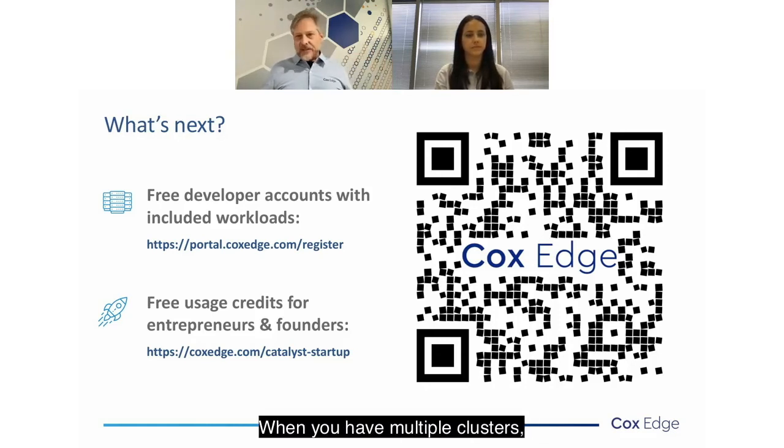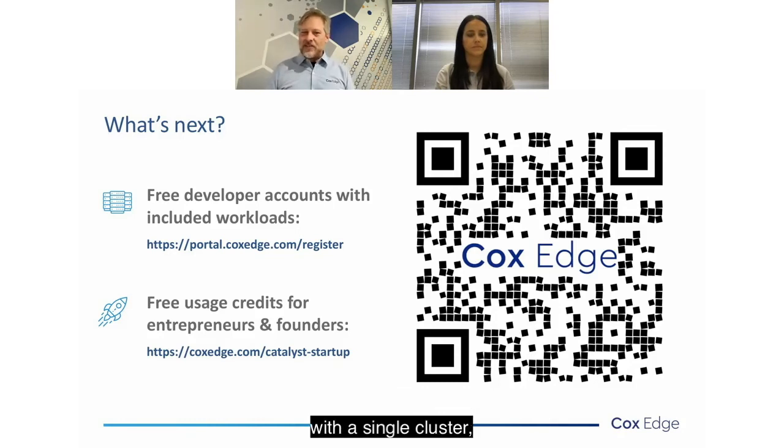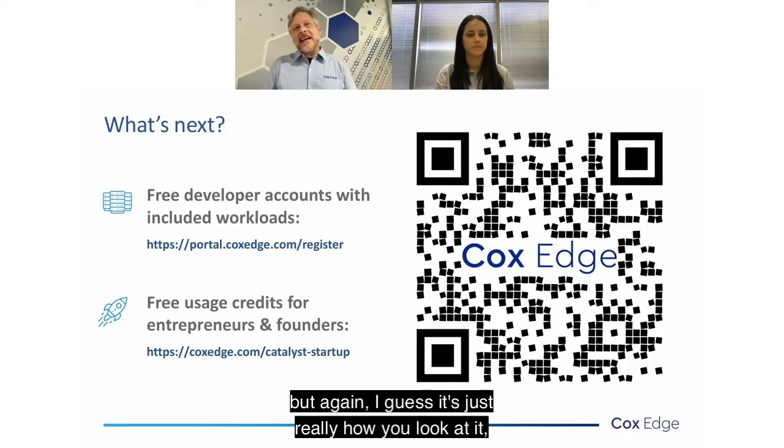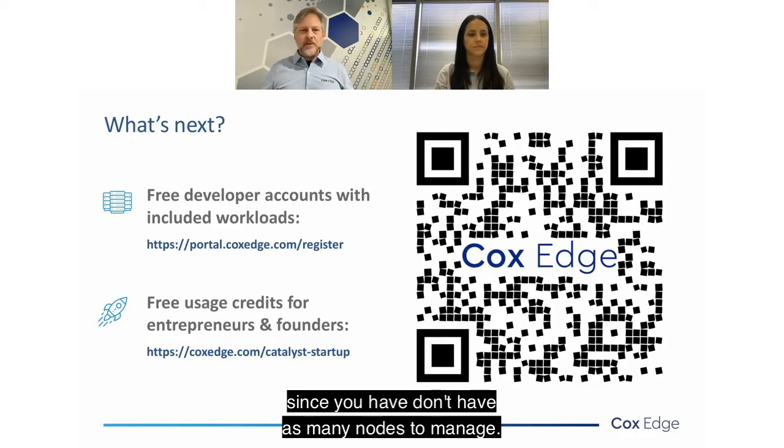When you have multiple clusters, you have multiple endpoints. You also have 3 times the amount of nodes to patch and things. So you do increase your blast radius a little bit with a single cluster. But again, it's just really how you look at it. If you're using your standard security tooling and deployments, it really shouldn't be that much of a difference. Just probably a little bit easier since you don't have as many nodes to manage.